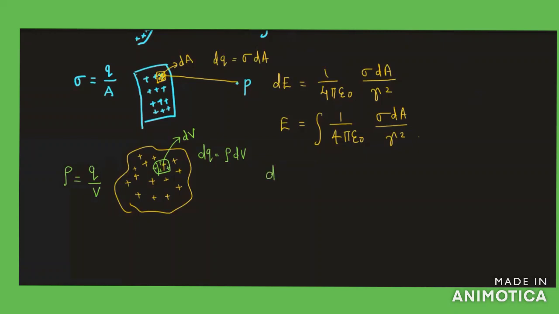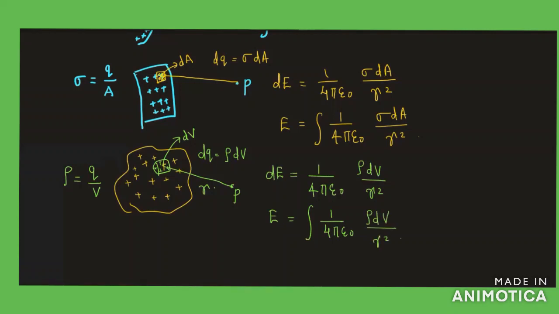Hence the electric field due to this infinitesimally small section dV, at a point P which is at a distance r, can be written as 1 by 4 pi epsilon 0 rho dV divided by r square, and the net electric field at the point P due to the entire charge configuration can be written as integral 1 by 4 pi epsilon 0 rho dV divided by r square.